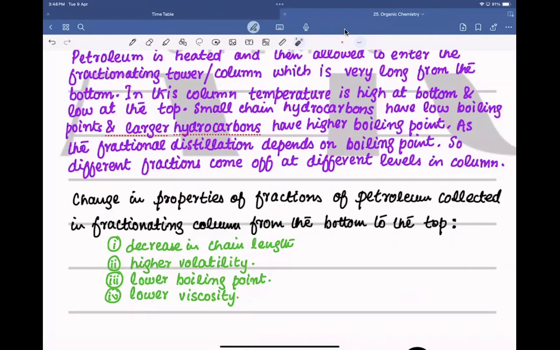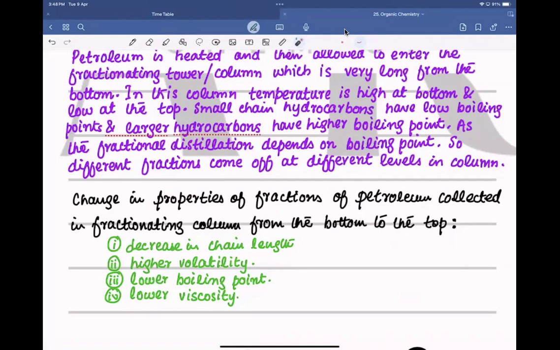The volatility gets higher. The molecules collecting at the top are more volatile and evaporate more readily. They have a lower boiling point. The boiling point gets lower and lower as we go towards the top. And lower viscosity means less resistance in flow. The ones at the bottom are more viscous, more thick, so they experience more resistance when they flow. But the ones at the top have less resistance in flow because their viscosity is lower.